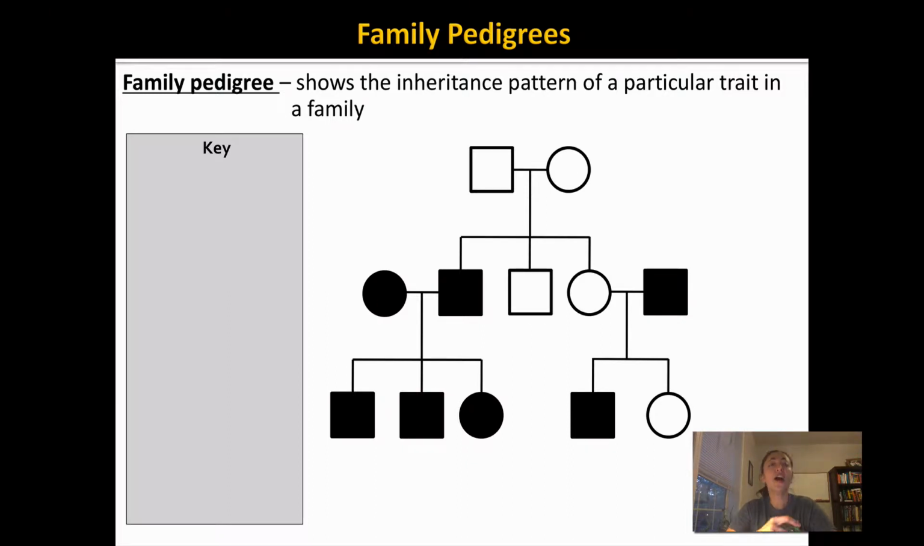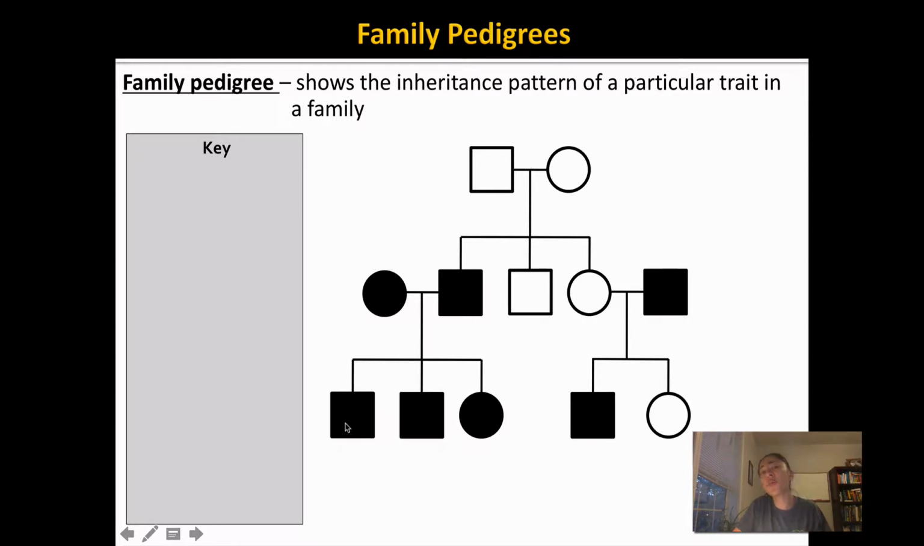In this video, I'm going to talk about family pedigrees. Family pedigrees show the inheritance pattern of a particular trait in a family. So for example, in this family here, we can see that individuals that are shaded in have a certain trait that we're interested in. And we can see how that trait has been inherited from one generation to the next.